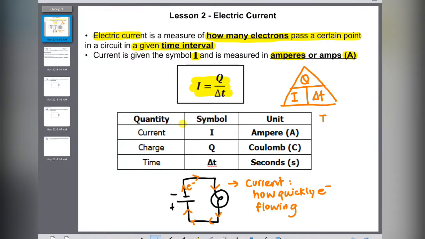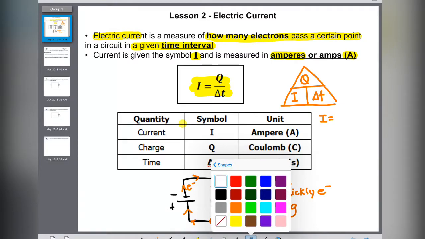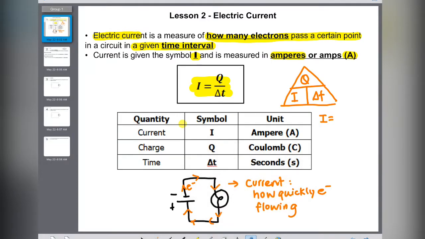They can ask for I. If they ask for I, remember how we said we would cover it up? I'm just going to draw a shape. I would cover the I up. And notice Q is at the top and T is at the bottom. So the equation is Q divided by T.